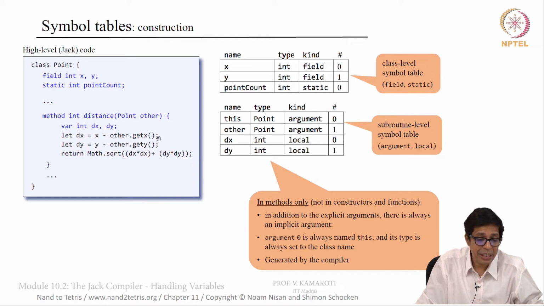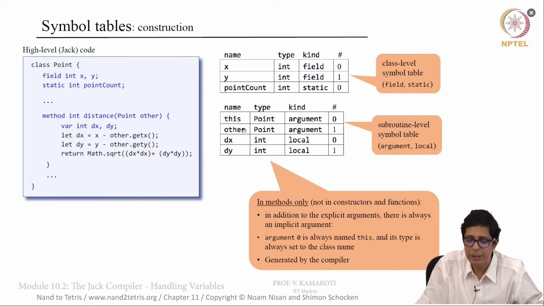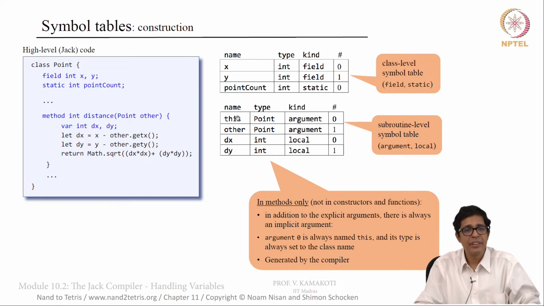Now, coming to the next one, we are talking of point. When we are compiling this method, there is one argument which is other, of type point. The type is a class here, the name of the variable is other, and it is at 1. Similarly, dx and dy are local variables of type int, of kind local, and they are at 0 and 1.